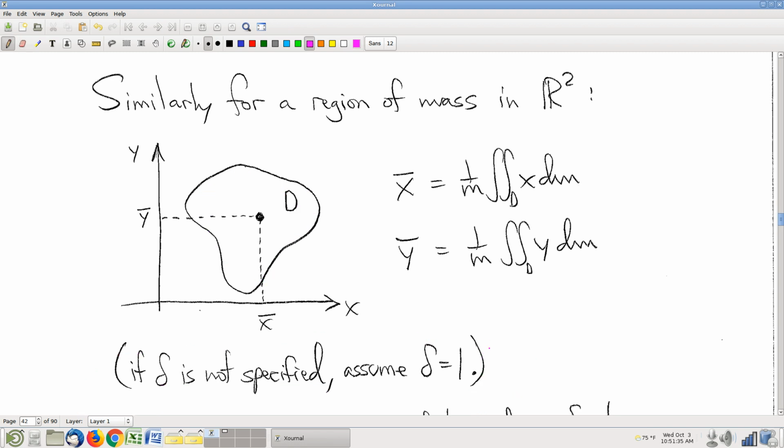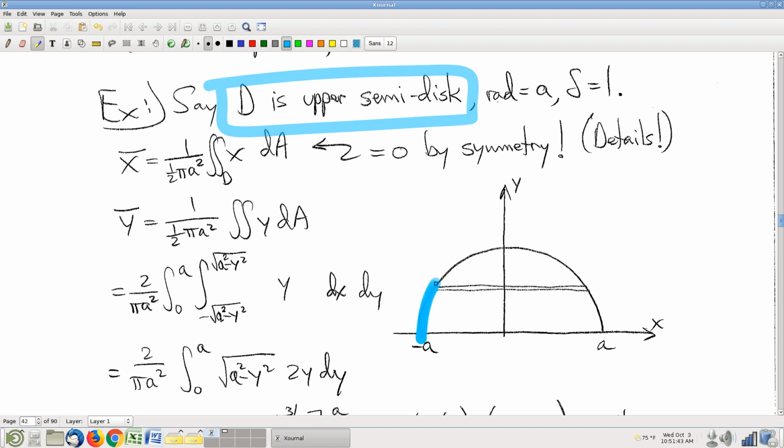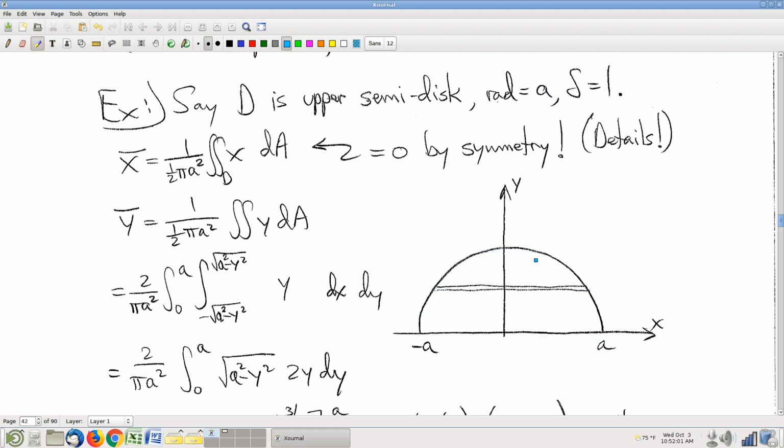All right. Okay, so here's an actual example, and so here's the upper semi-disk of radius a. Now let's compute the centroid of this upper semi-disk. Notice we're not interested in mass. Density is 1. This is just a geometric figure. Okay, so here's the coordinate. Here's the formula for x bar.